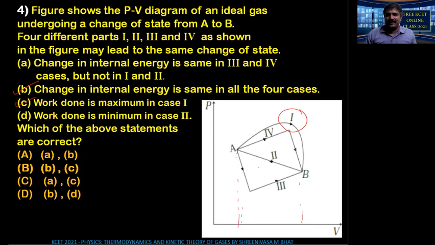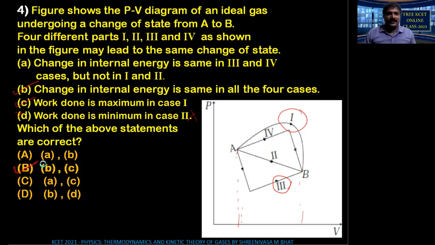Work done minimum in case 2 is wrong, because work done is minimum in case number 3. Here the work done is minimum because there is minimum area between the volume axis and the curve. So B and C are correct, which means option B is the correct answer for this question.